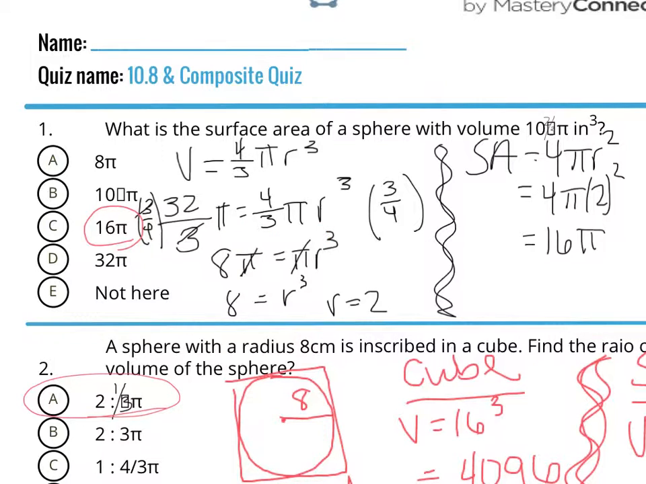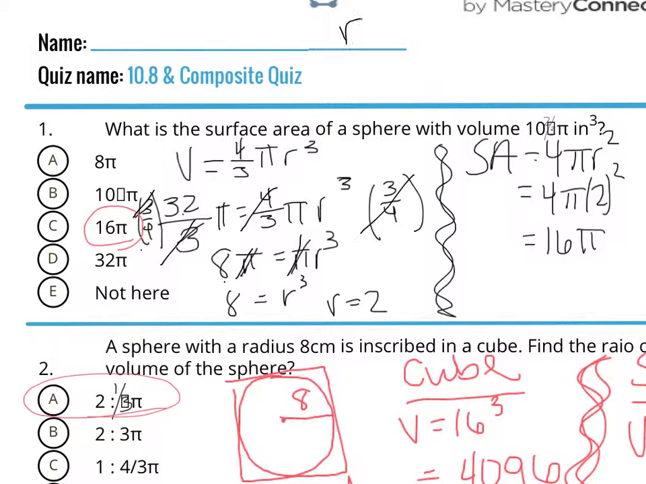So then I need to solve backwards for r. So I multiply by the reciprocal 3/4 so that these would cancel out. And I did it on the other side. And the 3's cancel out. 32 divided by 4 is 8. And then same thing, the pi's will cancel out too. So I'm left with r cubed is equal to 8.